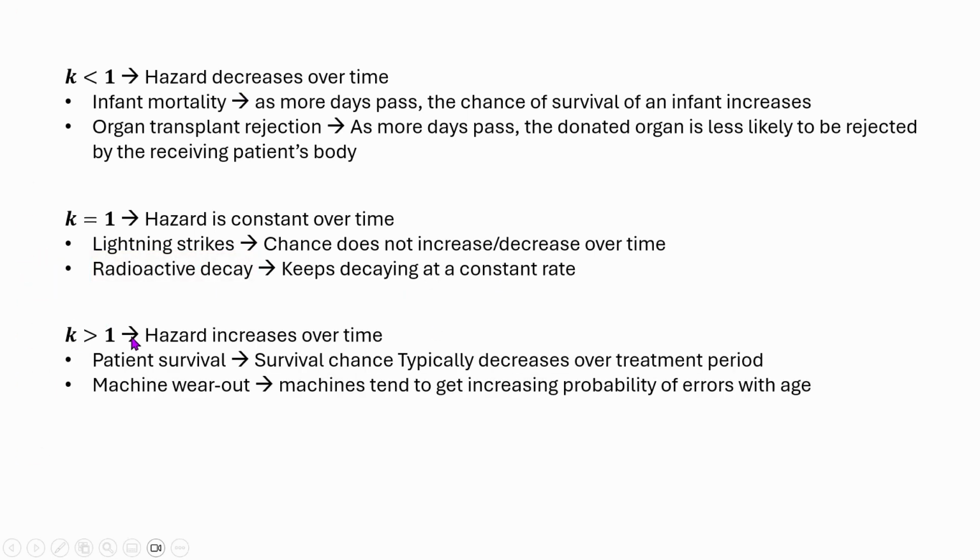Also, the most interesting case I think is k greater than 1, because if you are working with patients with disease, then k should be greater than 1, because the chance of survival typically decreases over the treatment period, right? That means hazard increases. Also, if you are working with machinery, in reliability engineering, you know that machines tend to have an increasing probability of errors with age. That means hazard increases over time. So in this way, you can model a hazard function in survival analysis using the Weibull distribution.